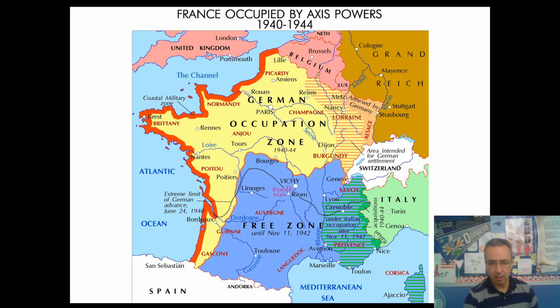So if you look here, the two French zones here that were under control of German occupation. You can also see some of the other movements here under Italian occupation. You see Italy kind of moving into southeastern France.